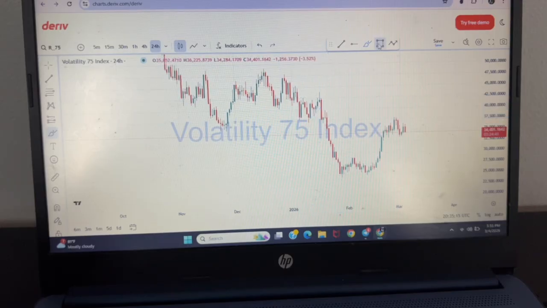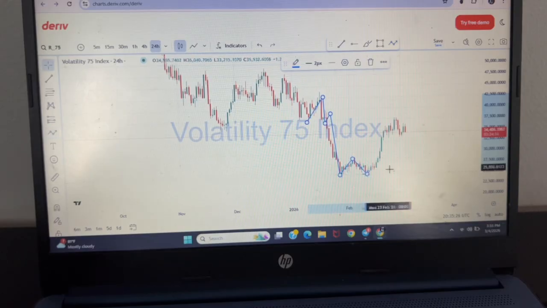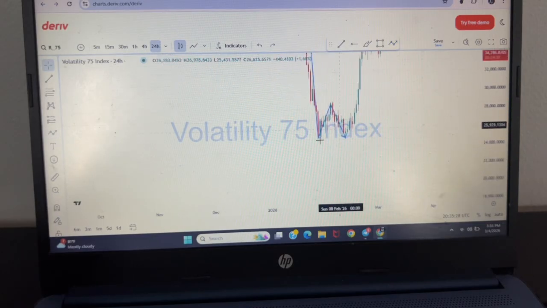Price is making a lower high, lower low. It comes back, forms a lower high. Now it's forming a lower low right there. It forms a lower high. As you can see right there, price failed to break below this lower low right here to form a lower low.